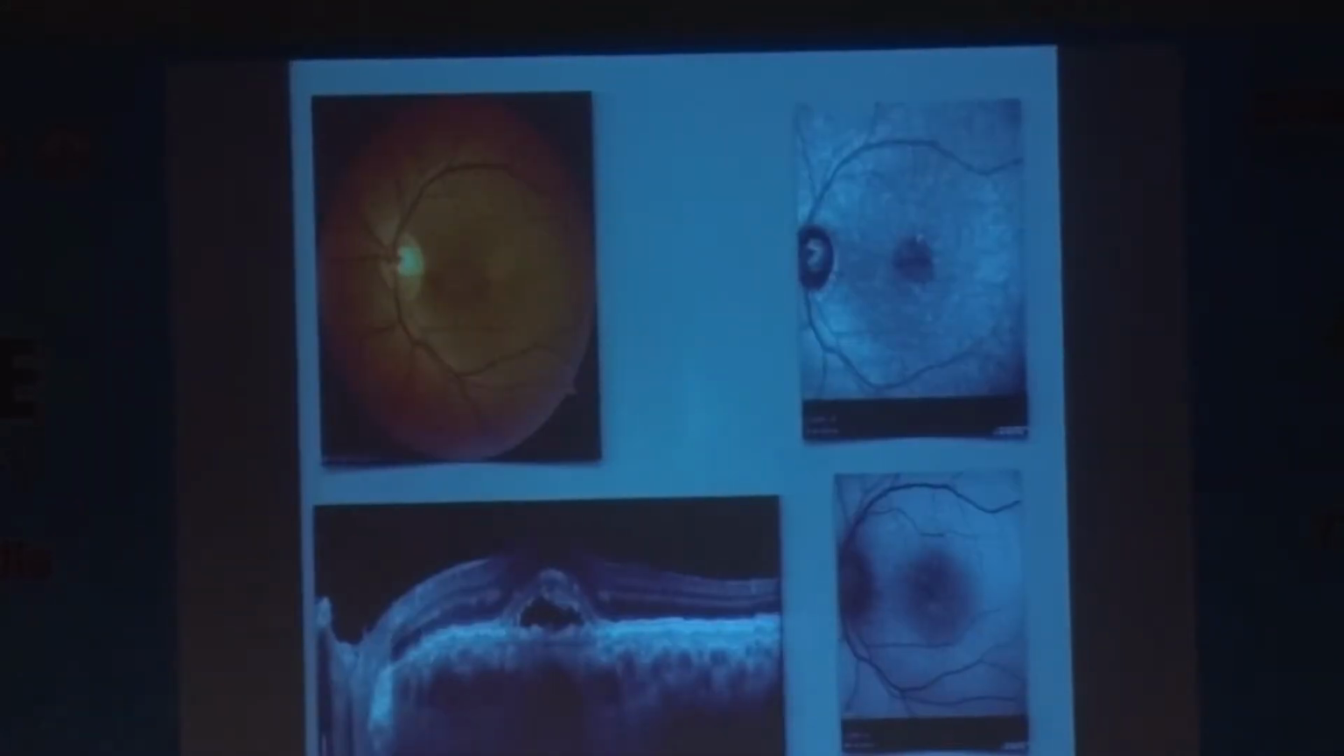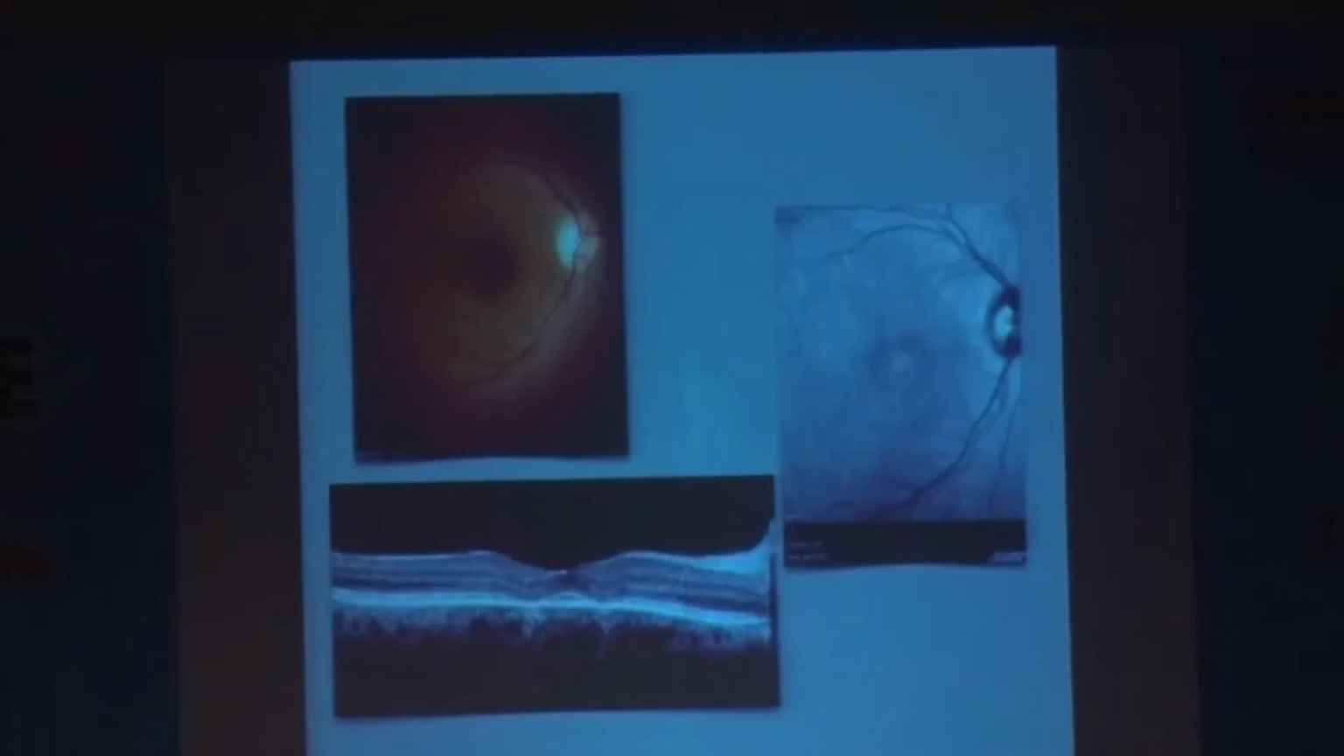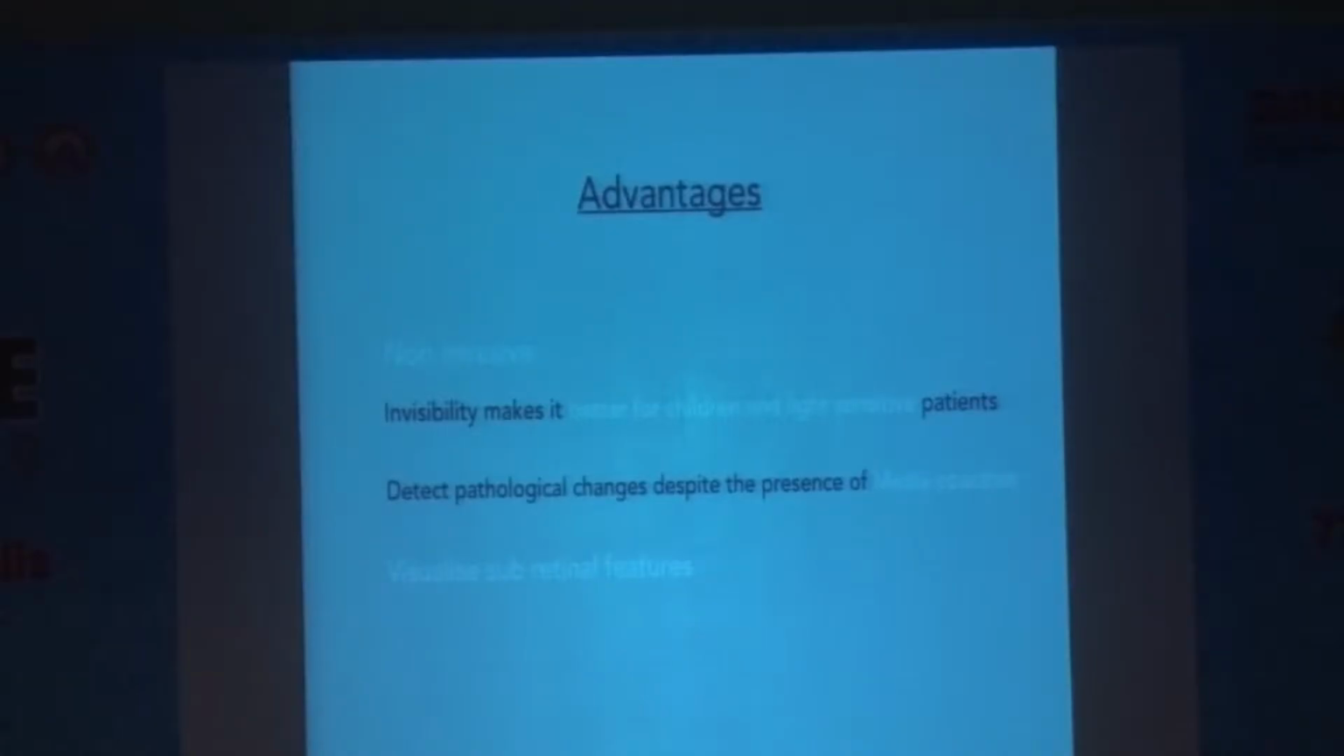And this is a case of an occult membrane. The area is well delineated in infrared imaging when compared to fundus photography or autofluorescence. This is a case of chloroquine maculopathy. The area of maculopathy is well delineated with infrared imaging.